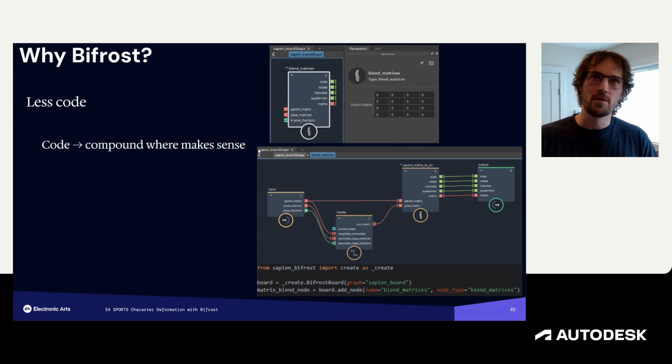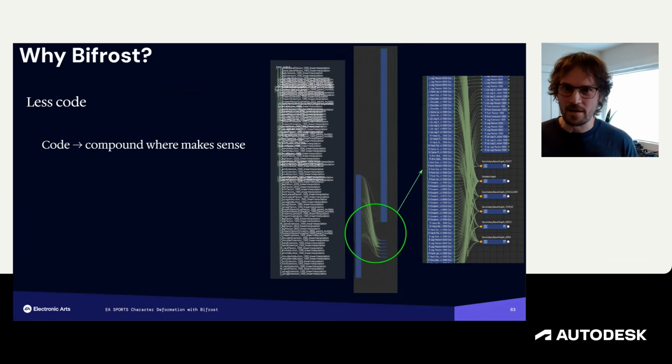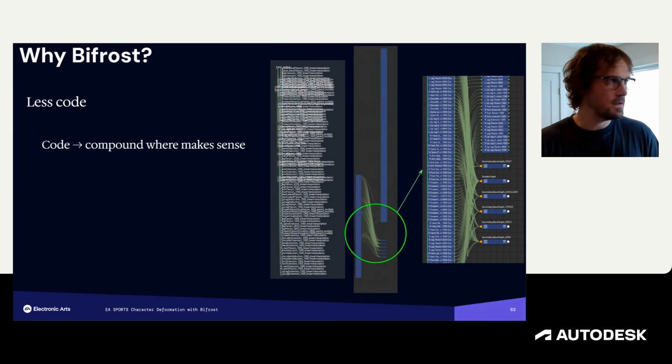Why Bifrost? Of course, we ended up with less code. So we were doing code to compound where it makes sense. An example of the complexity I was talking about earlier: obviously we do a lot of code, but our code is more so building the structure. It's building the graphs, imports, inputs, outputs, plugs. And then when you get to what the rig is doing, that's a compound. So you could just get in there and rig with your hands, but then you could build the rig with code. And the hand part was compounds.